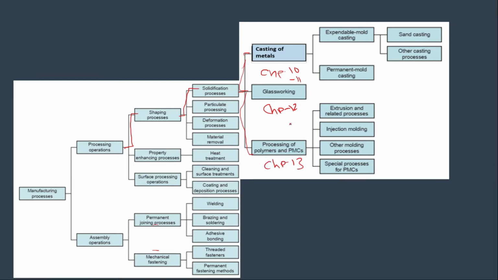So CL1 includes this one and this one. It does not include this one. We are not going to discuss glass working because it has processes similar to this one. So we will discuss chapters 10, 11 and 13. In the solidification we are starting with the casting of metals. That's the name of the chapter: fundamentals of metal casting. So let's start with it.